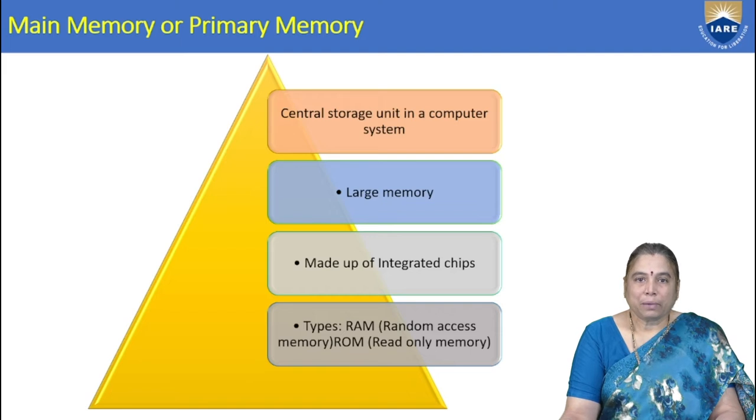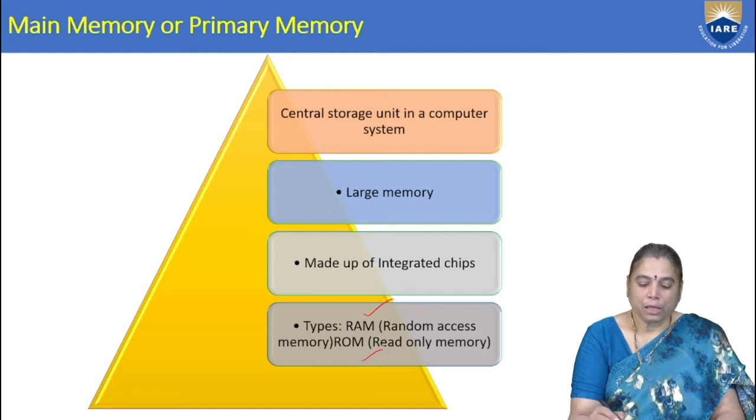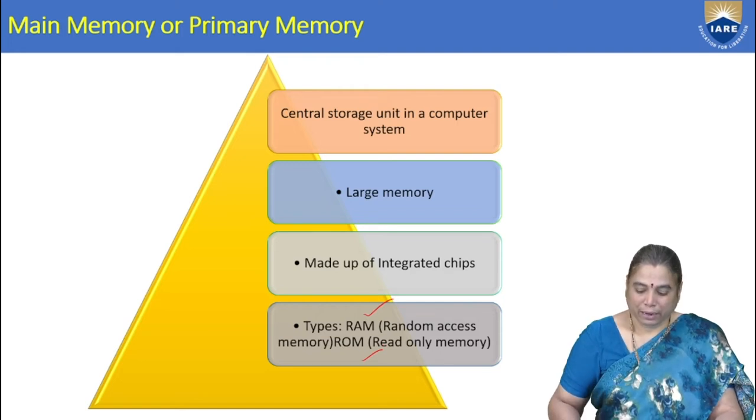The main memory is the central storage unit in a computer and it is made up of integrated chips. This main memory can generally be categorized into two varieties: RAM and ROM. RAM is random access memory, and ROM is read only memory.